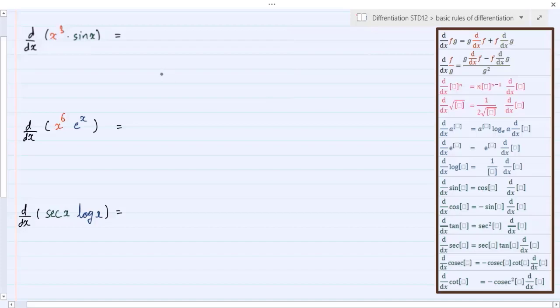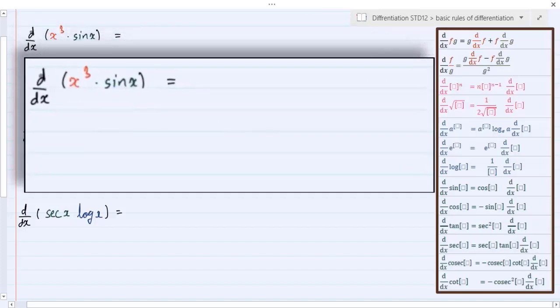So let's begin from the very first question. d by dx of x cube into sin x. Here we have two functions in multiplication. So to get the differentiation of this, we have to apply the multiplication rule.